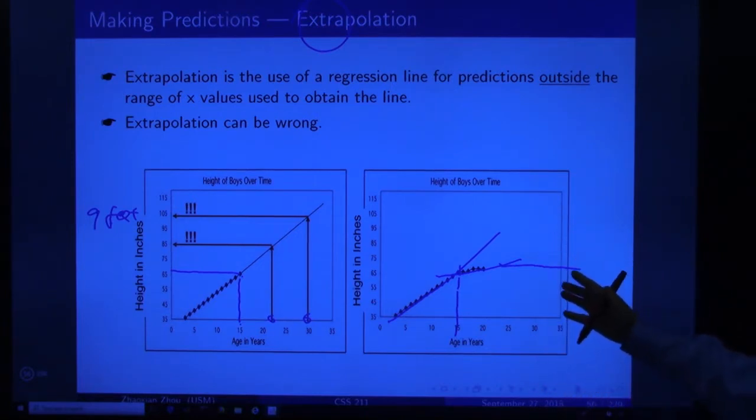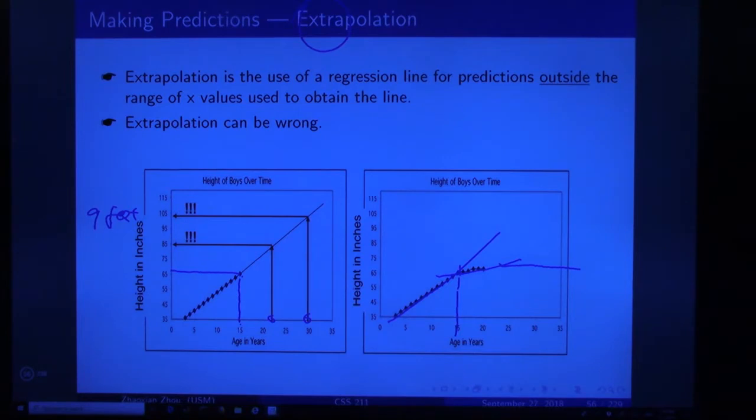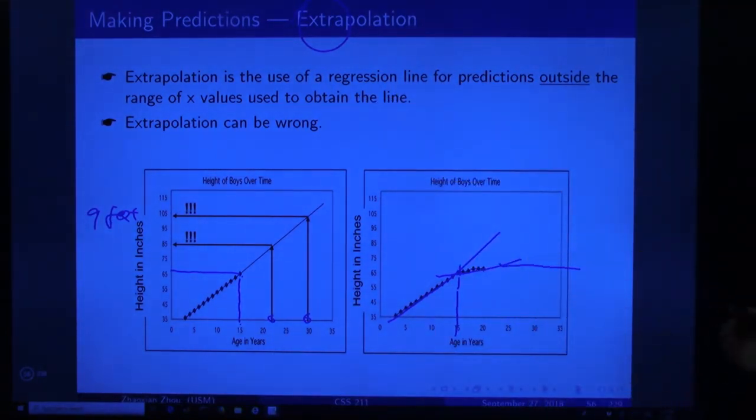So this works too. But anyway, the point here is you do not want to use extrapolation for reliable prediction.